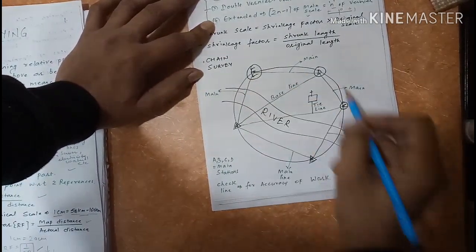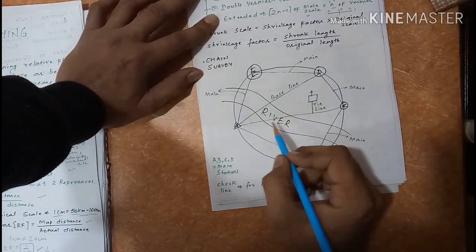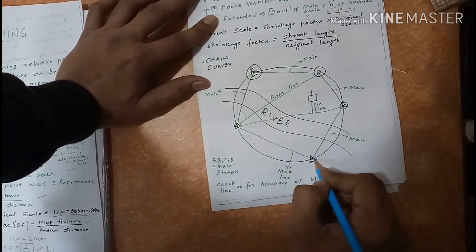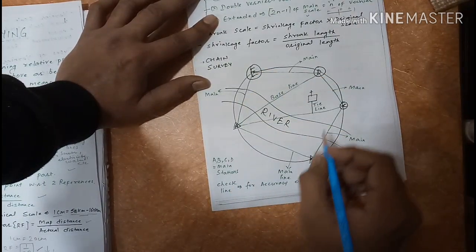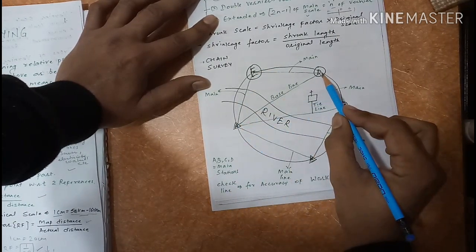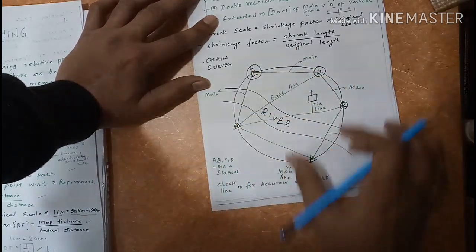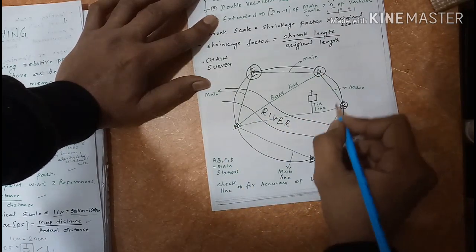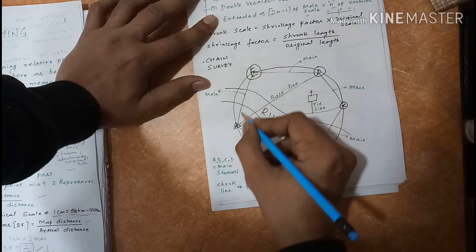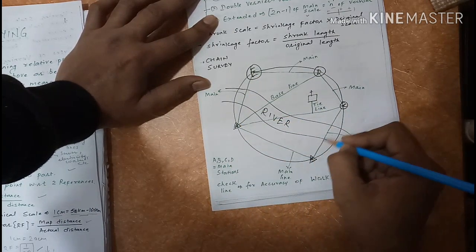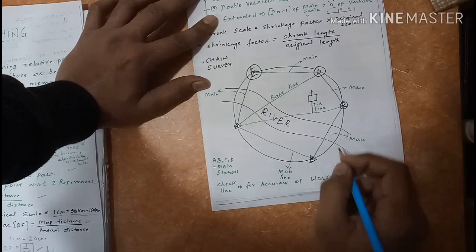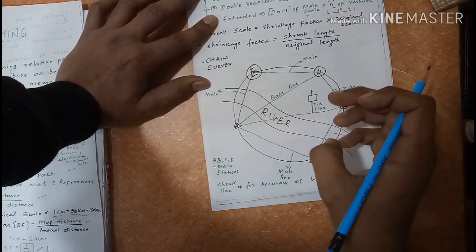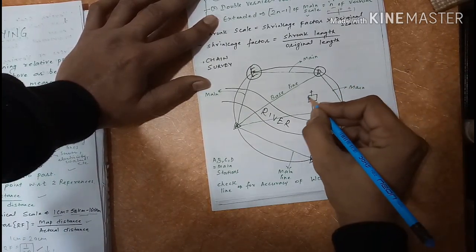These are various types of lines in a survey. These are the main stations, A, B, C, D, E. And this one is the baseline, the line dividing the whole closed survey into almost 2 equal parts. These are the main survey lines connecting all the main stations. And this is the tie line that is used to locate any object or any place in between the survey.